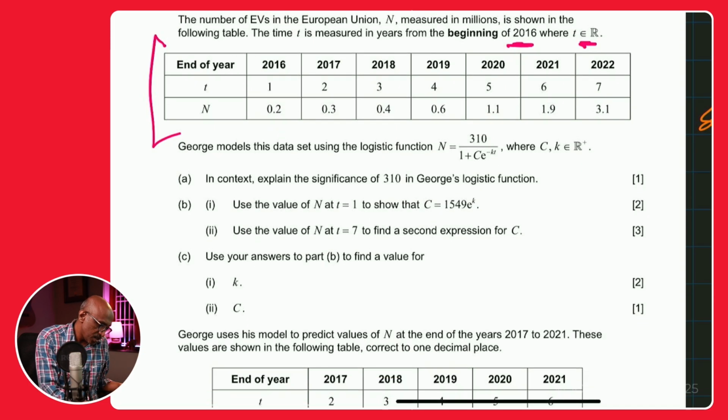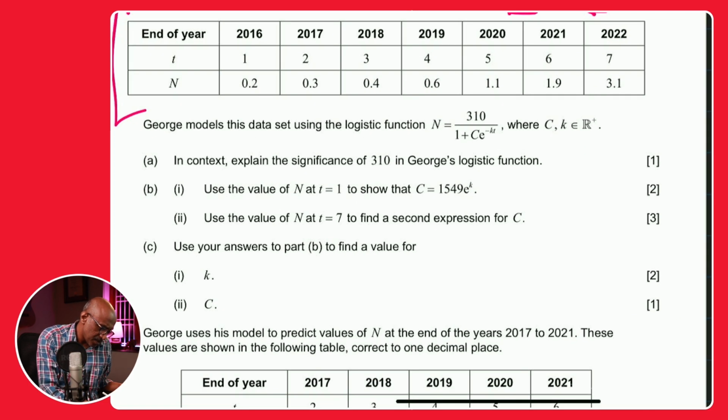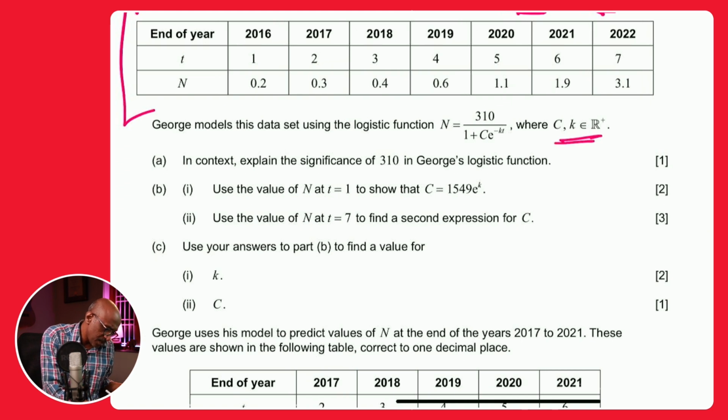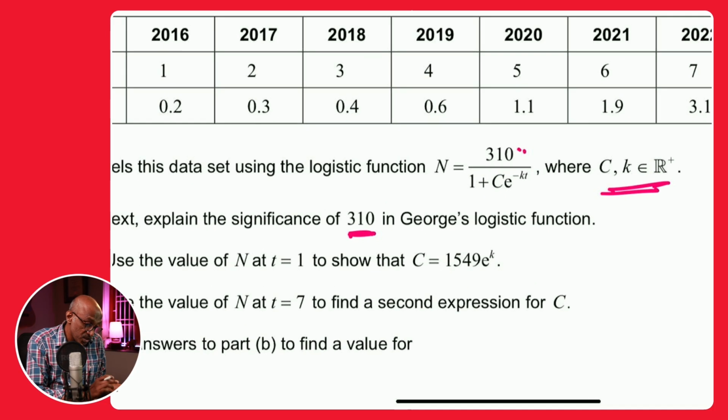George models his data using the logistic function that's given to us, 310 divided by 1 plus capital C e to the power of minus kt. C and k are positive real numbers. So part A, in context, explain the significance of 310 in George's logistic function. This one, the numerator. If you recall from logistic function, the constant on the numerator is actually the end behavior, the horizontal asymptote. What happens towards the end, it is also sometimes referred to as the carrying capacity. I'll just put that word down, carrying capacity.